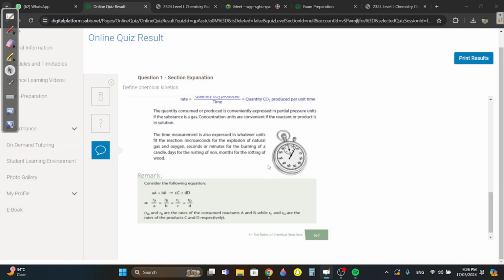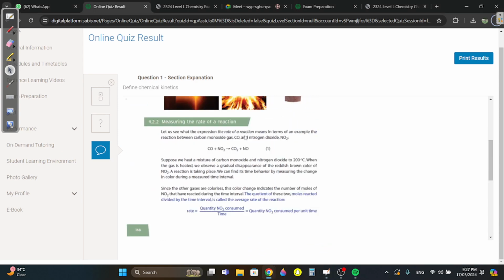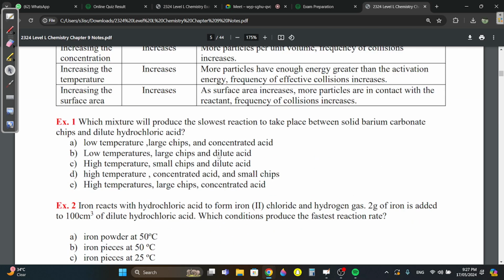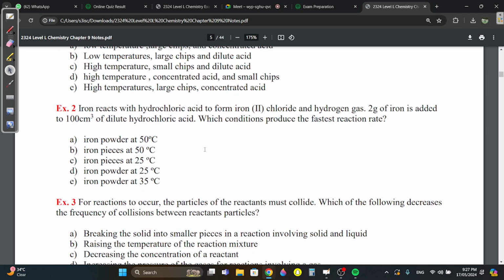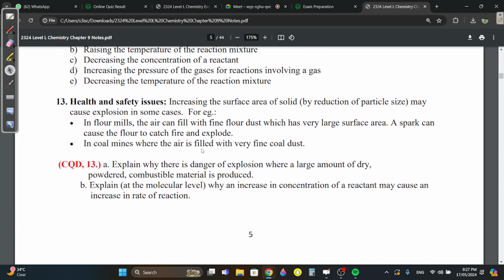What else do they say? Let's see over here. I think this is also part of 9.2. Increasing the concentration, this is like a summary. Like I said, go over the notes. They're very important.